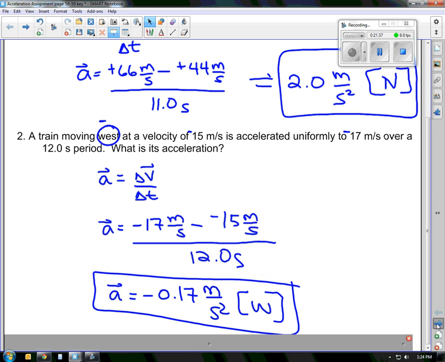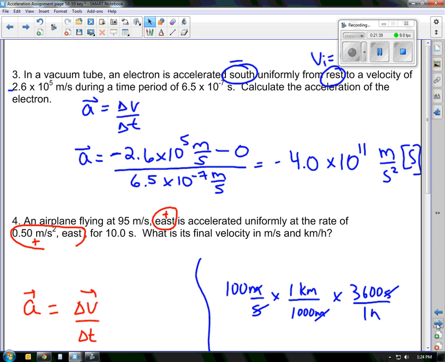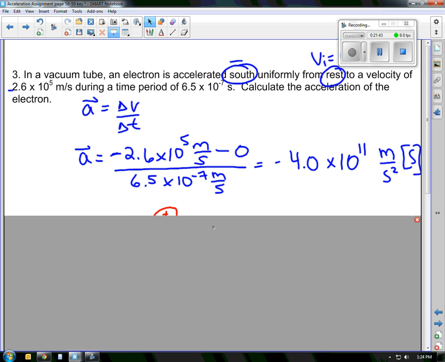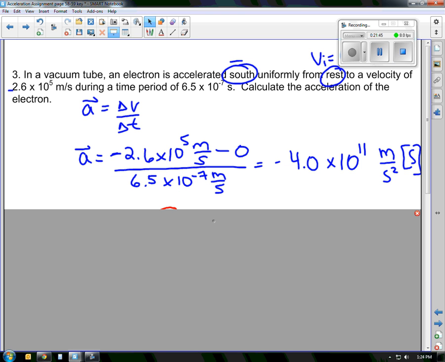Third question is one that involves an electron accelerator, and we get some wild numbers here with the scientific notation. If you don't know how to work scientific notation, go into your textbook again. I mentioned this once before. There's a nice little glossary thing in the back of your textbook explaining how scientific notation works.